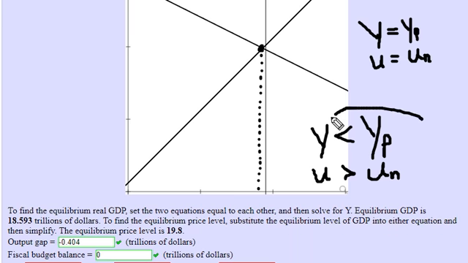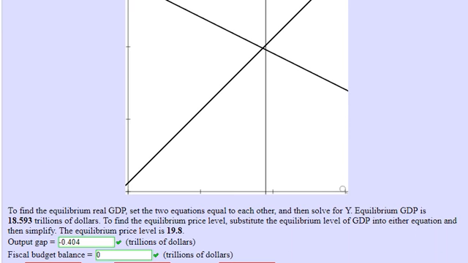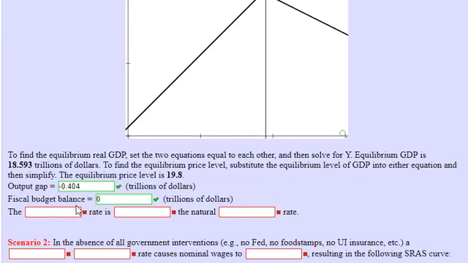Okay, but this is the case now. Real GDP is less than potential. That means unemployment is high. We're not using all of our resources to produce the GDP level that we should be. So this down here is the unemployment rate is less than the natural unemployment rate.